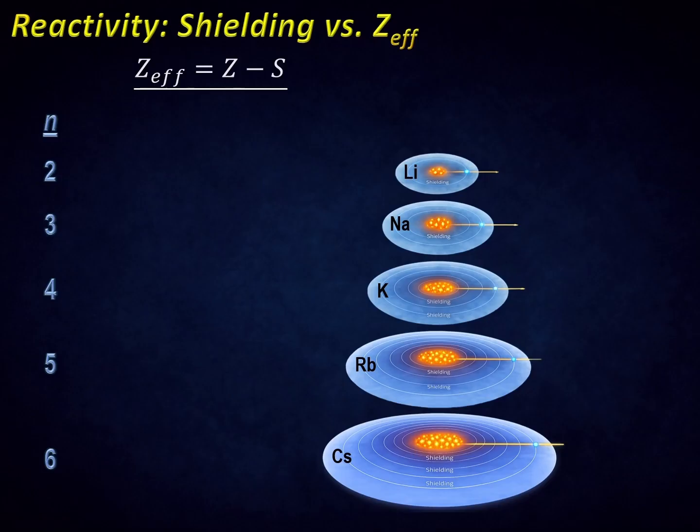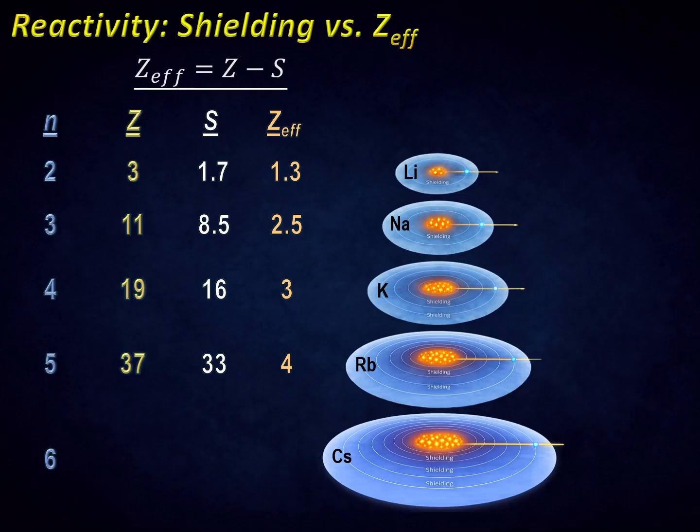We can describe this mathematically using effective nuclear charge. In the equation shown on the screen, Z is the number of protons, so it's the atomic number, and S represents shielding. So effective nuclear charge, Zₑff, is the net pull felt by the outer electron.